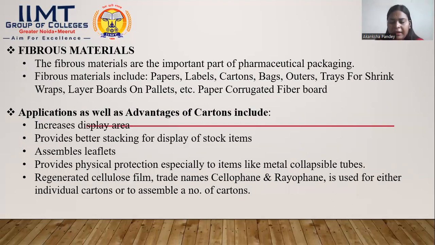Okay, next, the material used for packaging is fibrous. Fibrous materials are an important part of pharmaceutical packaging. Fibrous materials may include papers, labels, cartons, bags, outers, everything that consists of paper. The application increases display area. While packaging, we use paper as a label. It provides better stability for display of stock items. We note down the stock item on that paper. So these are the fibrous materials.